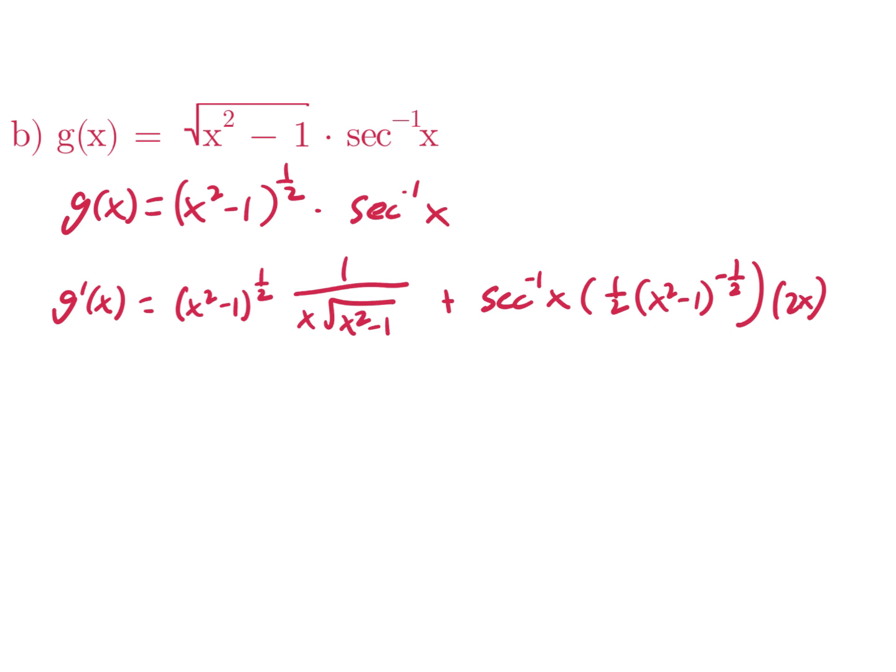So, this is the first function, so that's why it's just copied. The derivative of the arc secant, 1 over x times the square root of x squared minus 1. Then the second function, and then derivative of this.